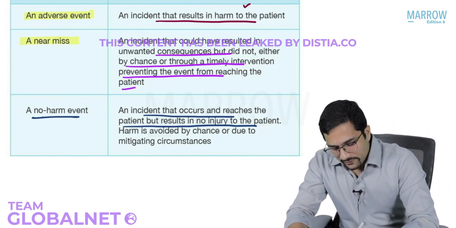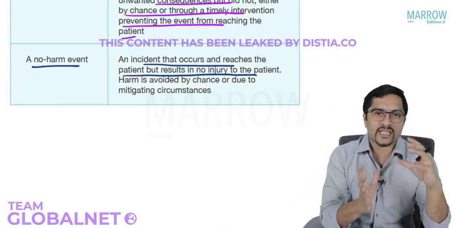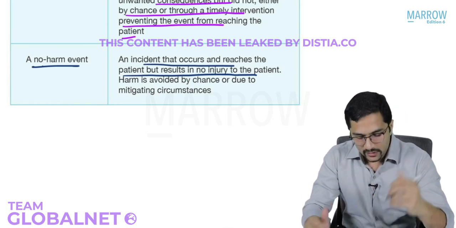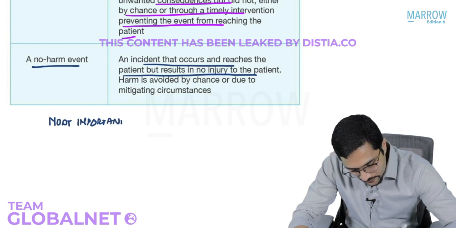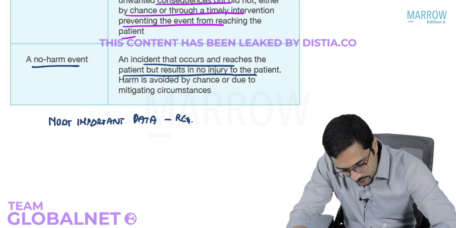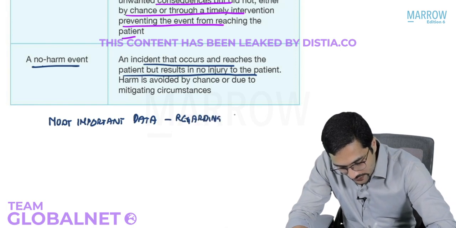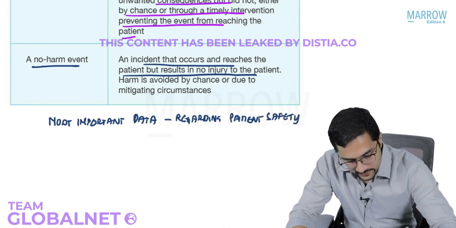Now, these three events tell us about how robust the patient safety systems are in the hospital. But the most important data regarding patient safety in a hospital is the near miss data.